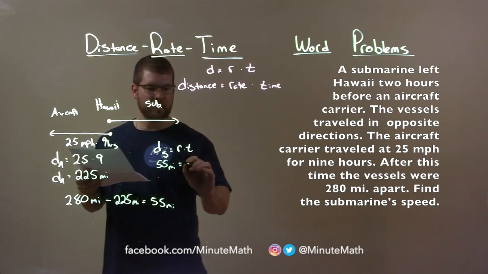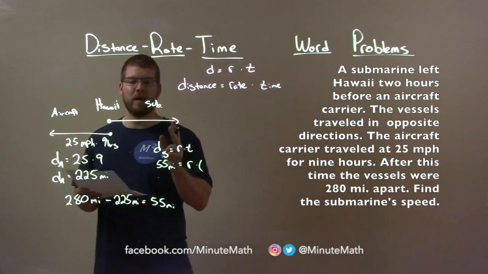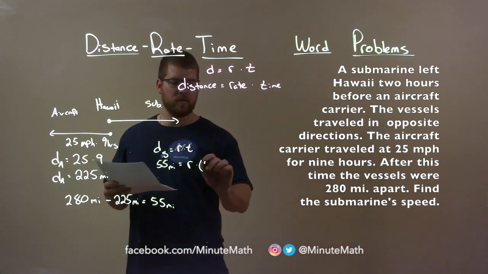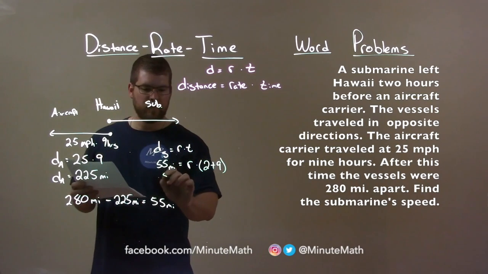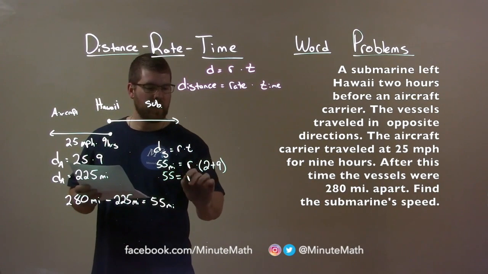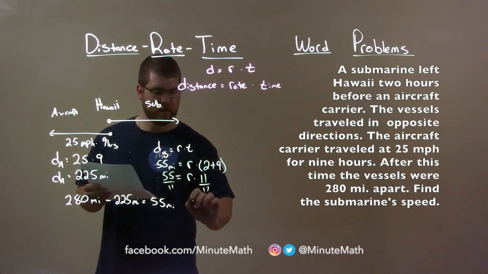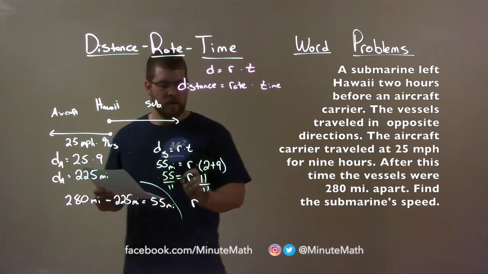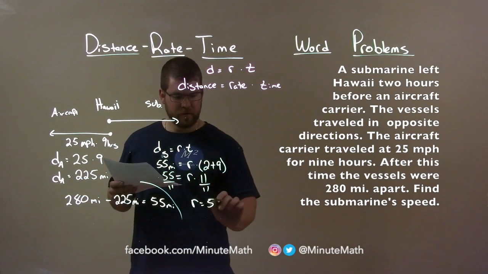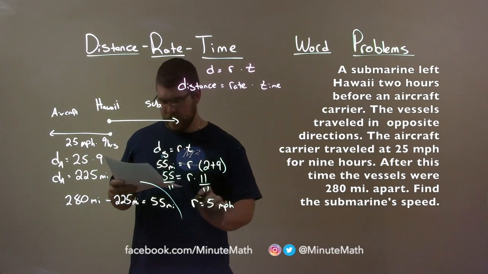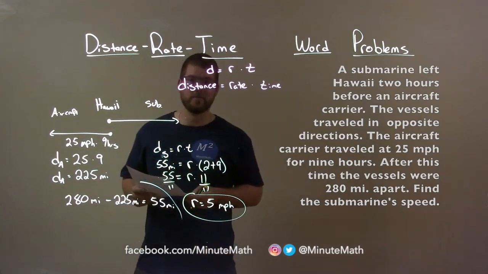And that's equal to our rate times our time. Now, the submarine was traveling 2 hours more than the aircraft carrier. So we have 2 plus 9 here for the time traveled for the submarine. 55 equals R times 2 plus 9, which is 11. We now divide both sides by 11. R is by itself. 55 divided by 11 is 5. That's 5 miles per hour. And that is the submarine's speed.